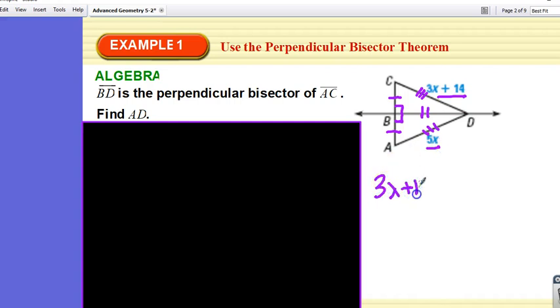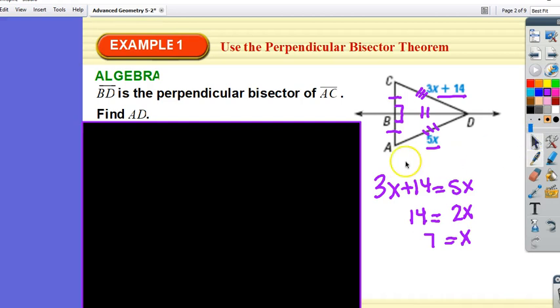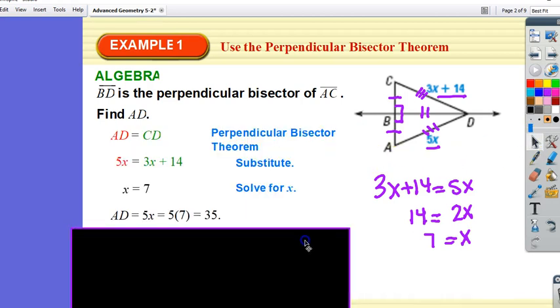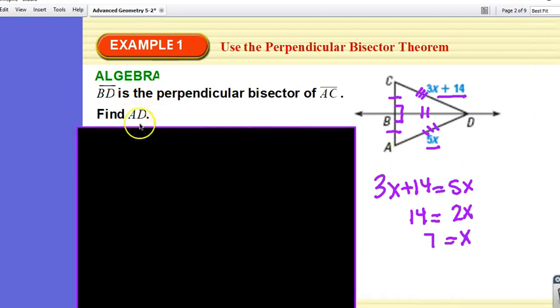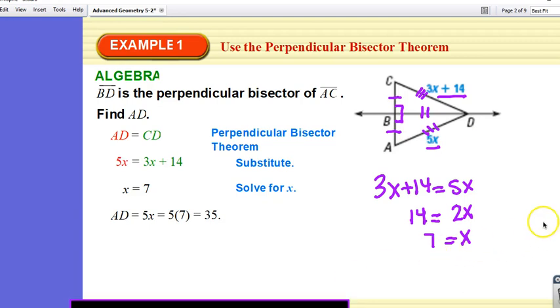3x plus 14 equals 5x. Subtract 3x from both sides. 2x equals 14. Divide by 2 on both sides. X equals 7. Okay, and then what are we solving for? Are we solving for x? AD. So plug back in. 7 times 5? 35. Good.